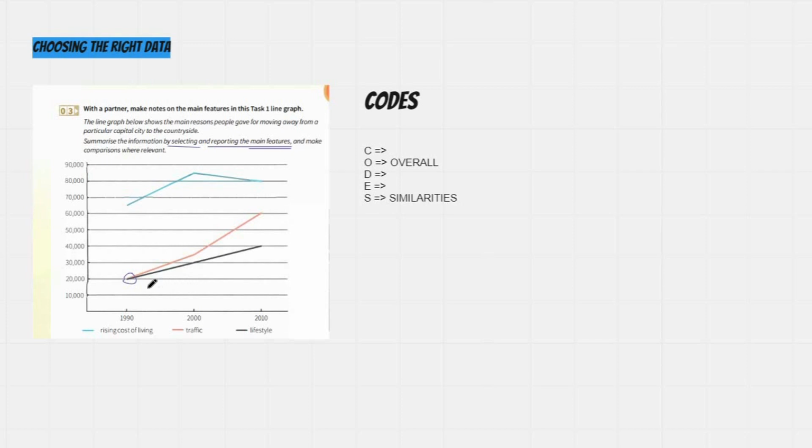What we also can compare is the manner of the change. So in this case, for example, these two lines are growing in a similar fashion. They both grow throughout the period, they both start with the same number, and this is definitely a main feature that the examiner is going to look for in this particular task.